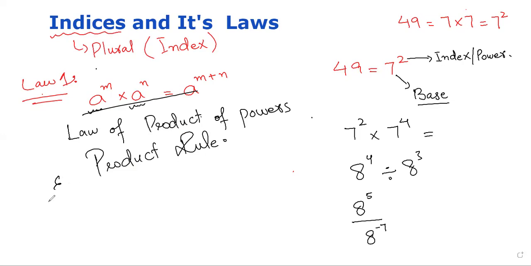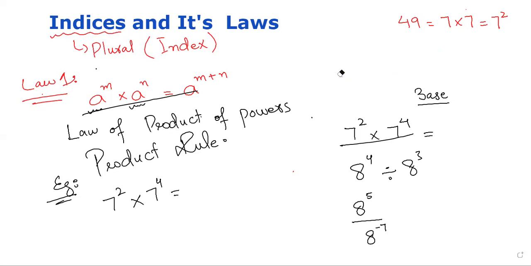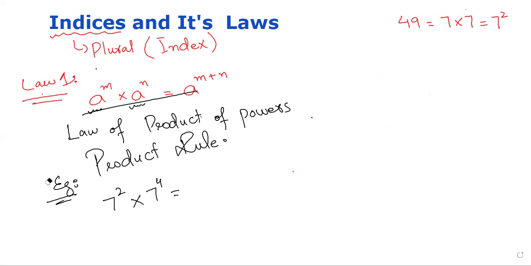For example, as I've given you this example, let's retake it. 7 to the power 2 into 7 to the power 4. Without using a calculator, how are you going to use this law? First of all, we have to look at why we need this law, why it is important. Can we solve this sum without using this rule? So this is the basic question, whether there is another way for this or not. So let's see. Except the law of indices, is there anything else which we can use for this?